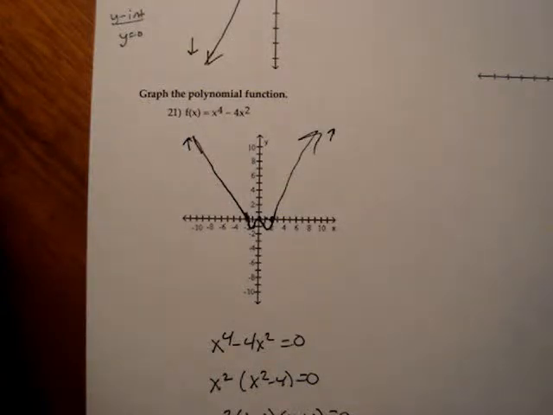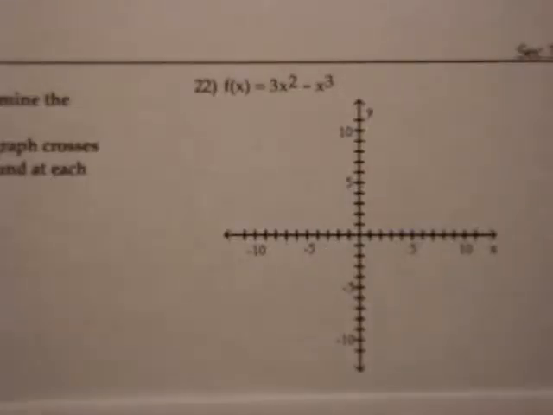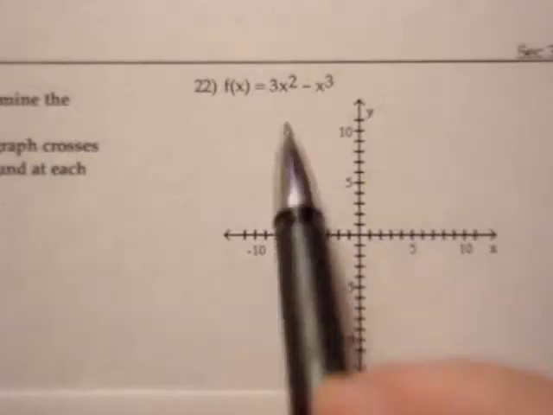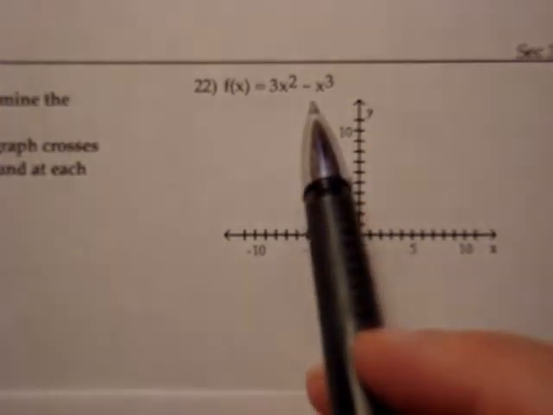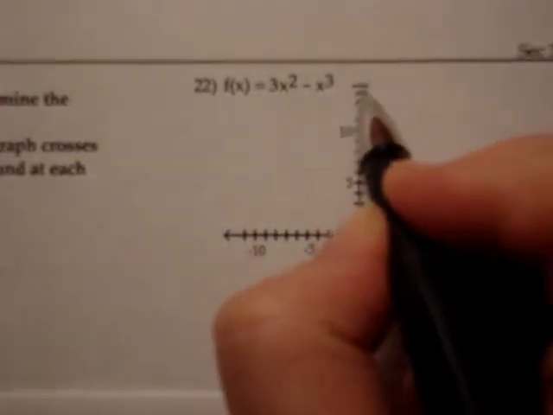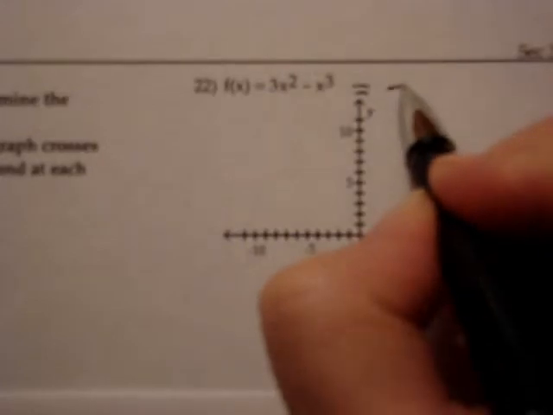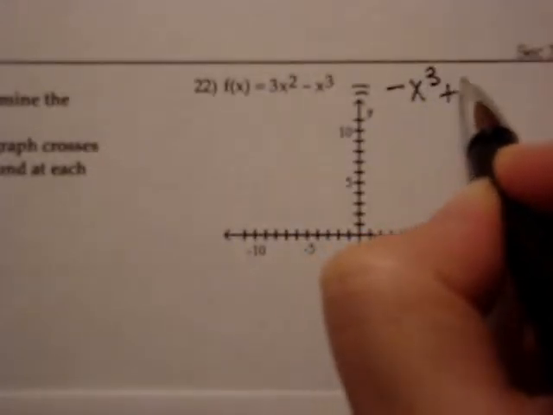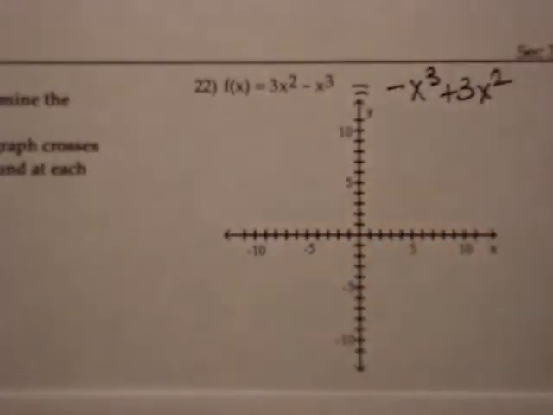Let me pause, and we'll do the last two in a moment. Now let's finish the two graphs on section 3.3. I didn't leave us enough room on number 22, so I'm going to use my scratch paper here. The first thing I notice about number 22 is this polynomial is not written in descending order of power. So I'm going to rewrite it as negative x to the third plus 3x squared.